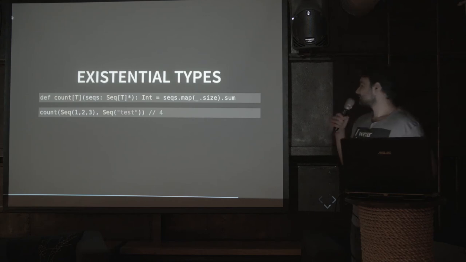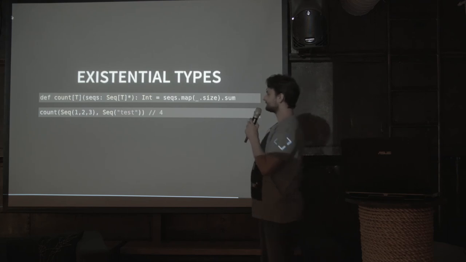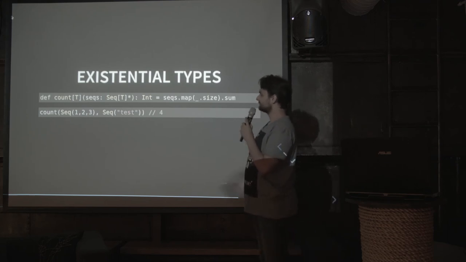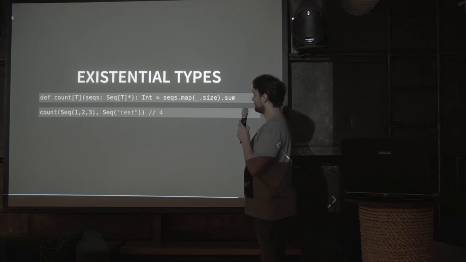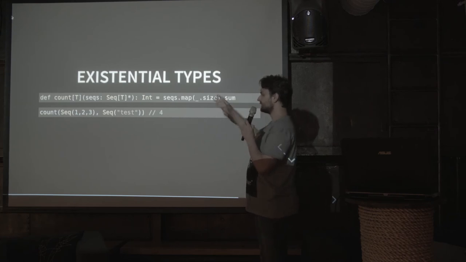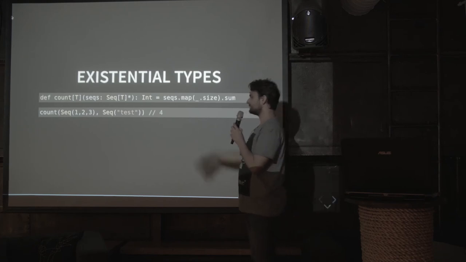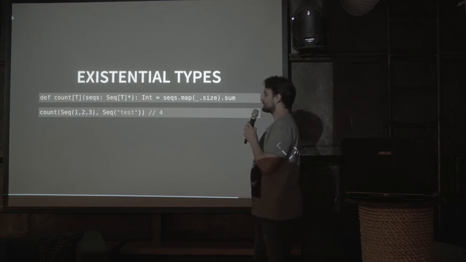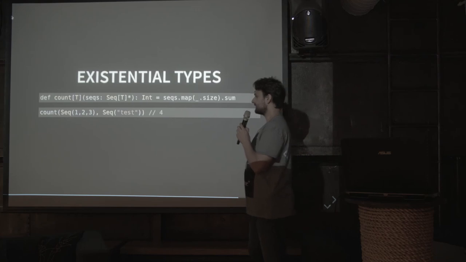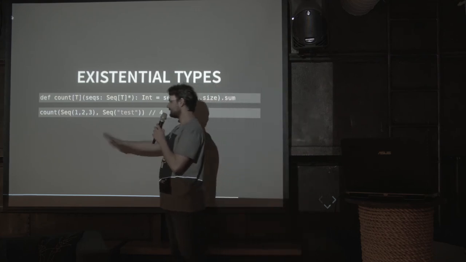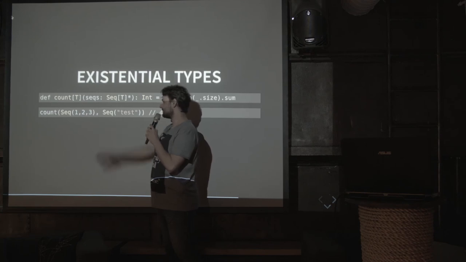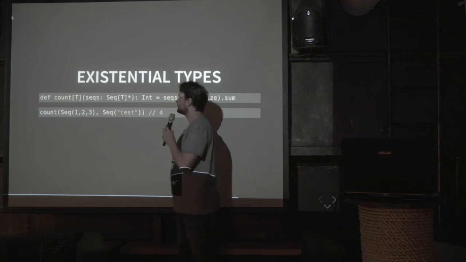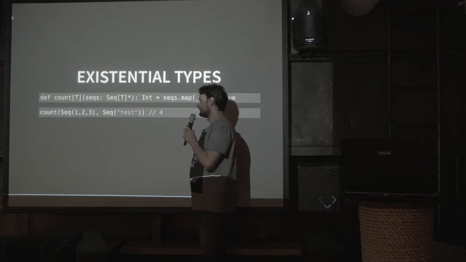Okay. Basically, when we have an example like this, we have some sequence of t, and we want to calculate the size of each of those sequences, and sum them. So basically, we're not really caring about the type t here. We just had to put it so that Scala would compile. We can also put there some completely unrelated types, like sequence of integers, sequence of strings. Scala would infer them all to be sequence of any.